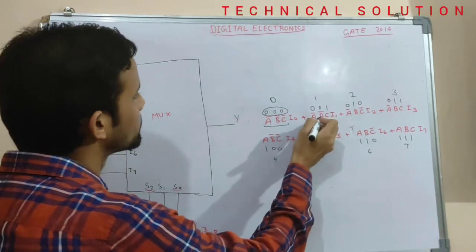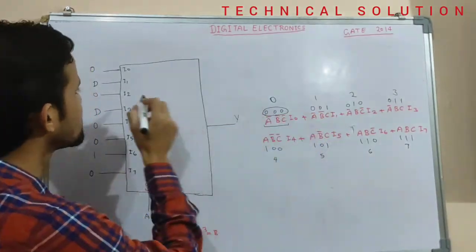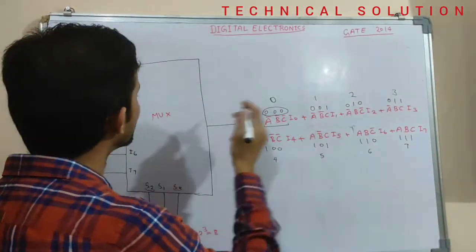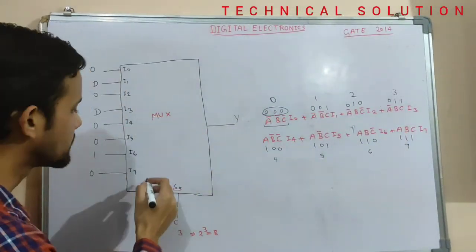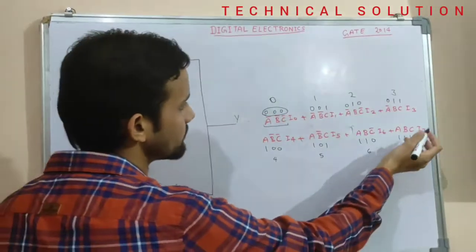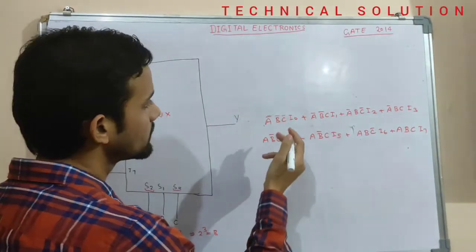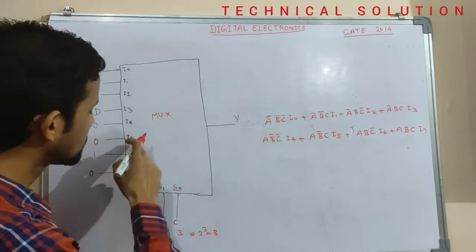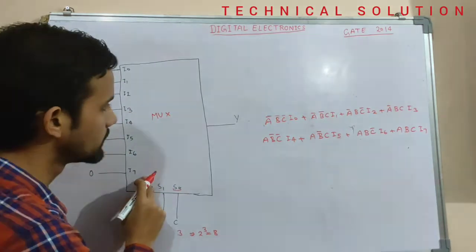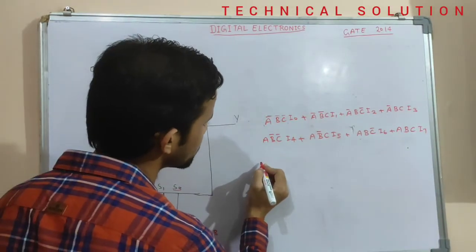If it is 1 in decimal, then this I1 is passed. If it is 2, then this I2 is passed. If it is 3, then this I3 is passed. Based on this, if it is 7, then this I7 is passed. Okay. Next, write all the values of this I0, I1 up to this I7. Okay. Then we get the answer.